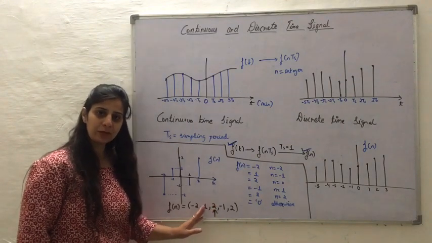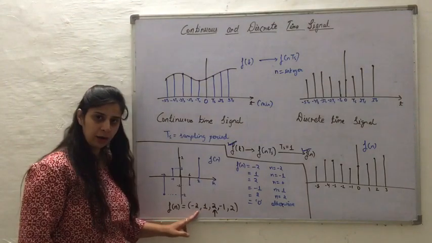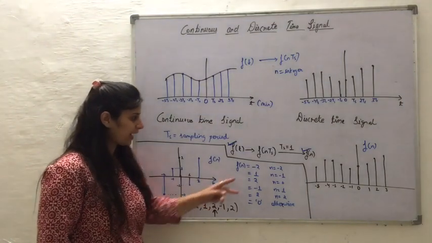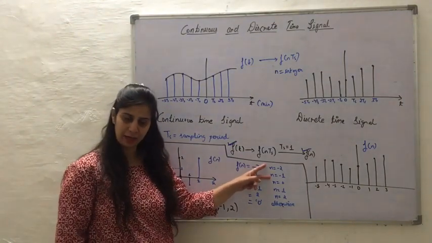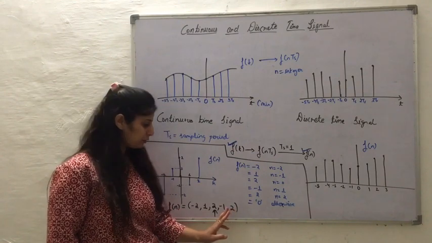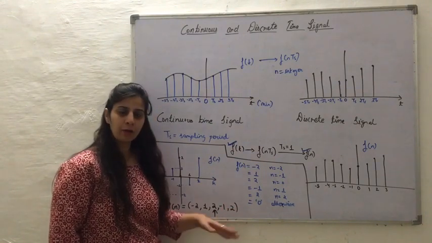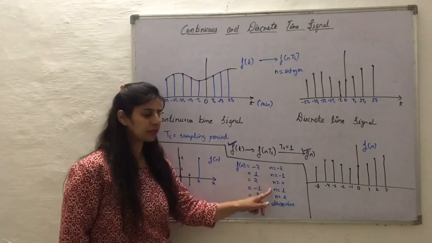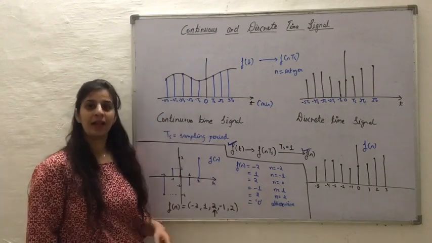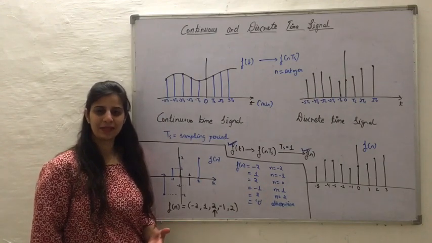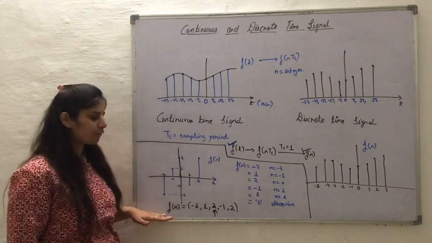All the values that are left of this arrow mark would pertain to time instants with negative integer values, and all the values that are right of this arrow mark will correspond to the positive integer values of time, and this is how the discrete time signal can be represented in the form of an equation.